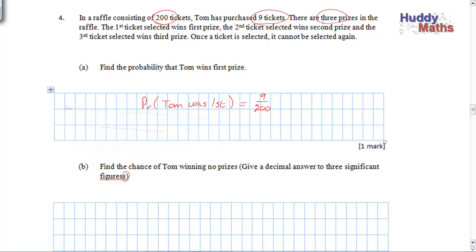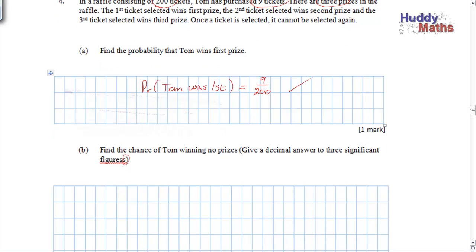You could convert it to a decimal, but we're not that interested in that at this stage. Find the chance of Tom winning no prize. Okay, the probability of no prizes. Let's get analytical about this. So there are 3 draws. So it's a probability of him not being drawn on the first, and here's the analytical part, not on the second, and not on the third.